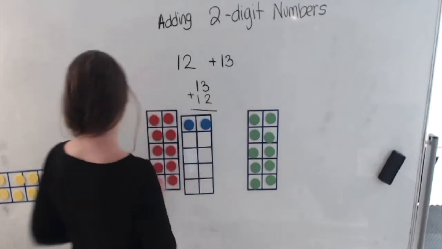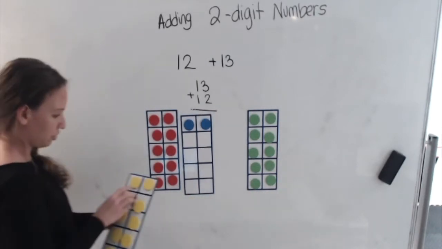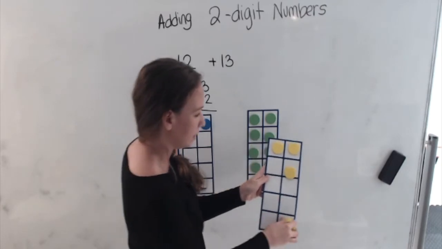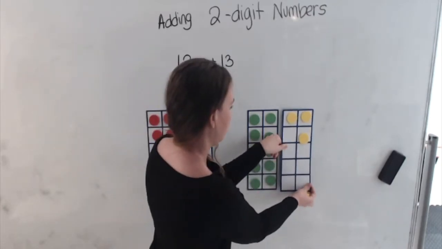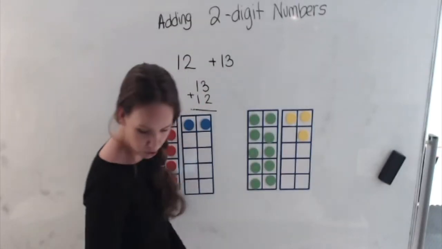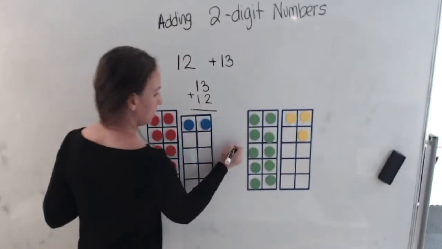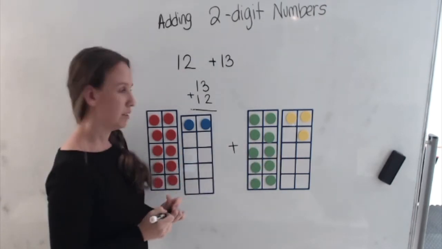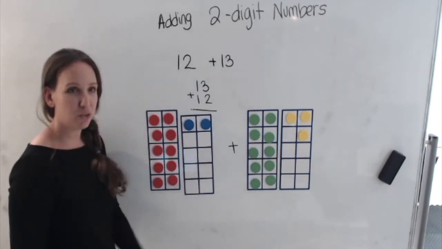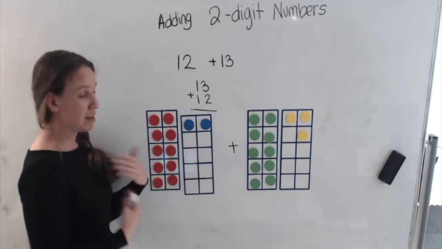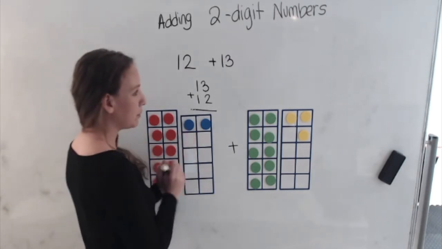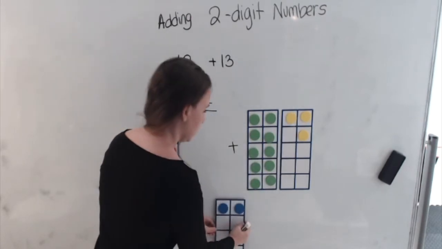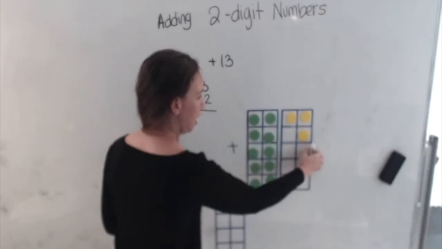So we're going to go 10 and 3. So let's take off some of our ones here and make sure we have only 3 and 3. Okay? So when we do 12 plus 13, what we're going to do first is we're going to count all of our ones. Not our 10s, but our ones. And we're going to put them together. So I'm going to take my ones and put them together on one chart.